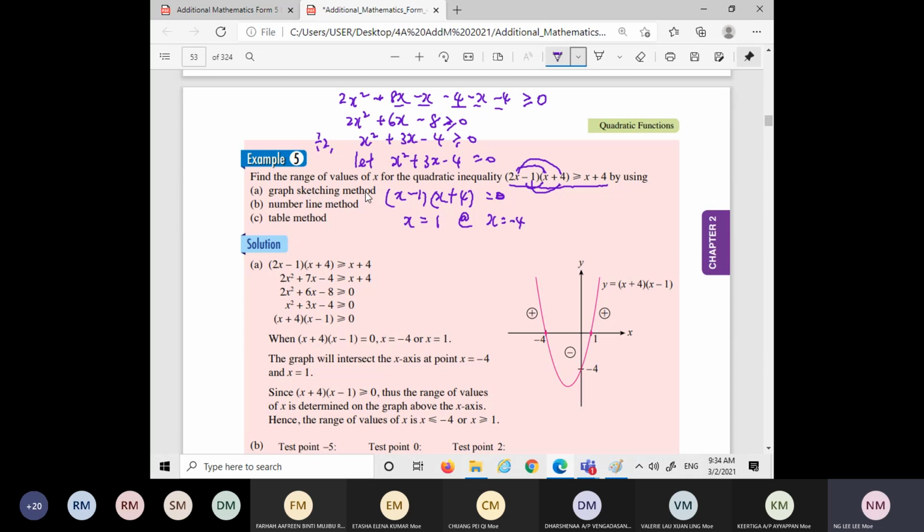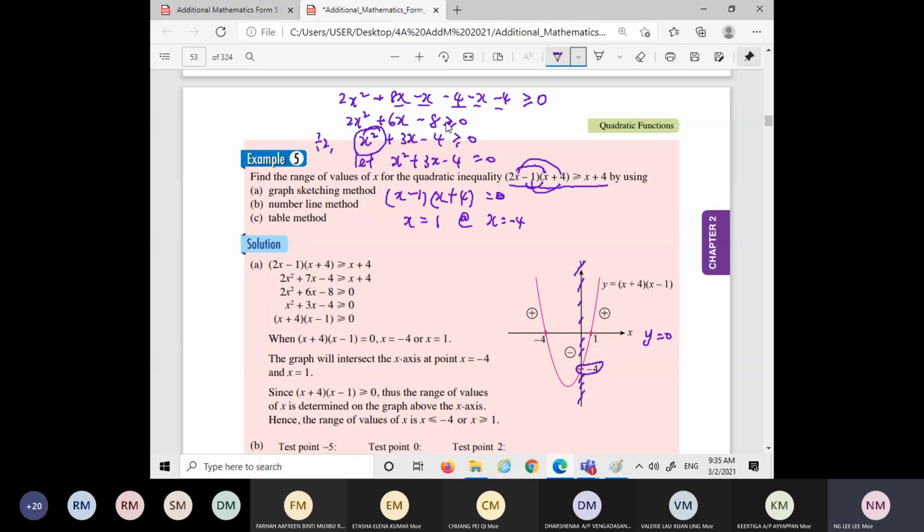So first of all, I use the graph sketching method. Actually, in the graph sketching method, this line is not important. I'm not interested in this. I just draw the x-axis, where y is equal to 0. Then I just mark the 2 points, 1 here, negative 4 here. Again, this is a smiling face, positive, so make sure it cuts at negative 4 and at 1.